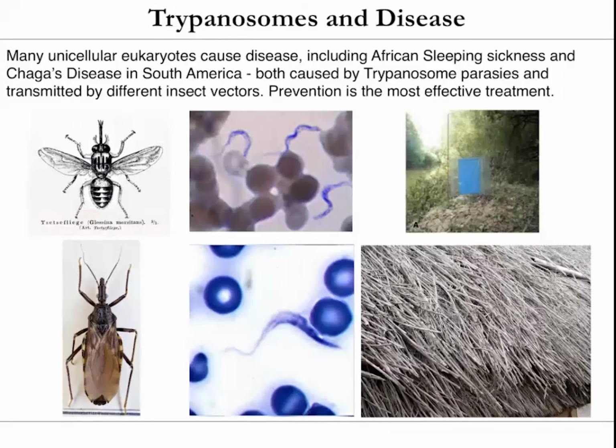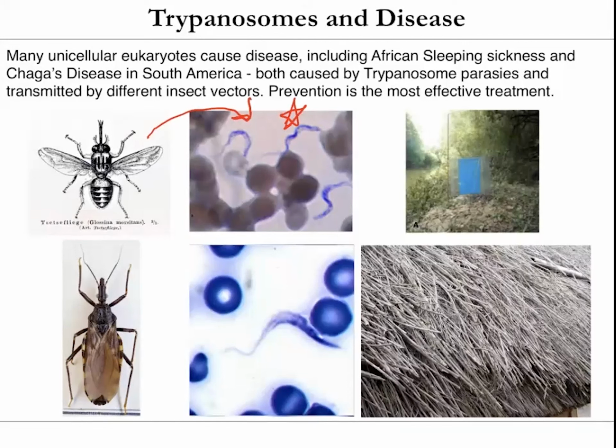I just mentioned one of these single-celled eukaryotes called trypanosomes. Some of these unicellular eukaryotes do cause disease. One of them is this trypanosome here, which I forget the scientific names of, but this one is carried by tsetse flies in Africa, and it can cause African sleeping sickness. This is a really terrible disease to get.